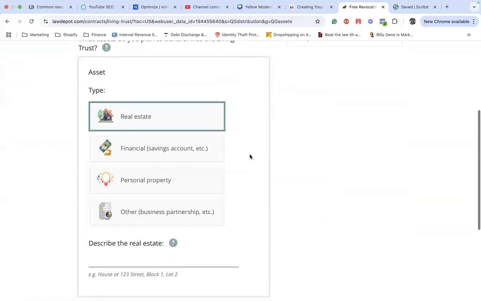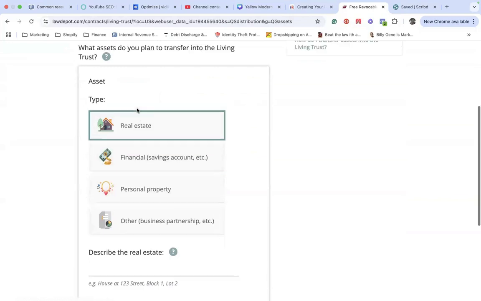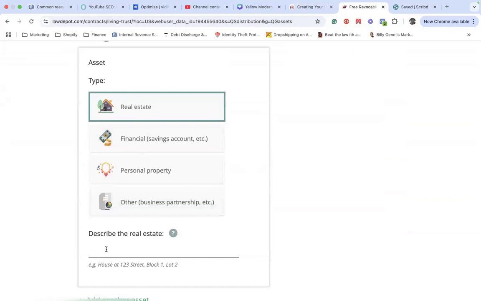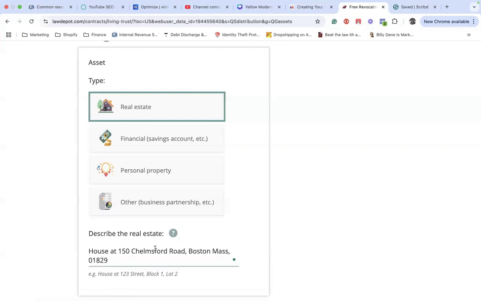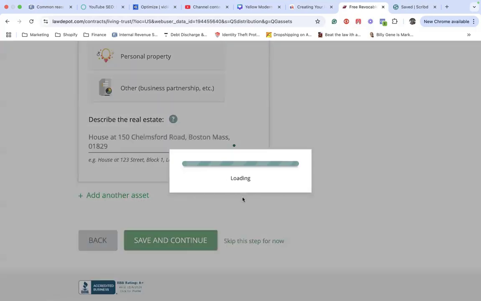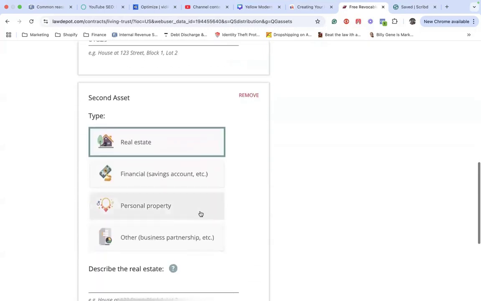What assets do you plan to transfer? All the types. So, for example, let's say you have a house. It gives you examples down here too. So you can basically claim the house that you live in, like the street you live on. So let's say house at 150 Chelmsford Road, Boston, Mass. I'm just putting random info, guys. So I'm going to add this. Now I've added the house, savings account.